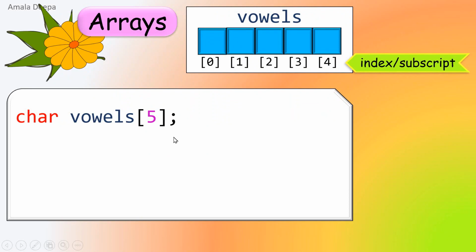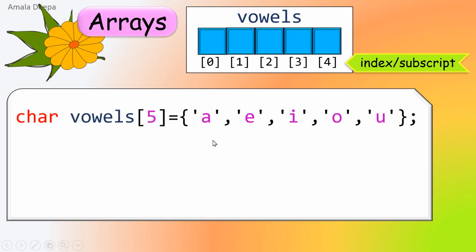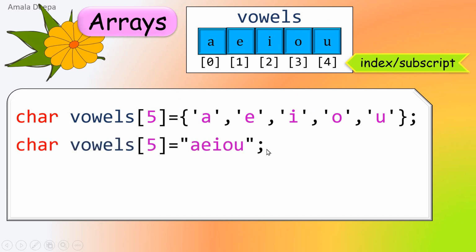To initialize this array during declaration, in the declaration statement itself, you write equal to, and on the right hand side, within curly brackets, you give the elements separated by commas. Since this is a character array, each element is a character enclosed within single quotes. The elements A, E, I, O, U will be stored in each of the locations of this array vowels. Even I can group together all these characters and initialize in this manner: char vowels[5] is equal to "AEIOU" within double quotes.